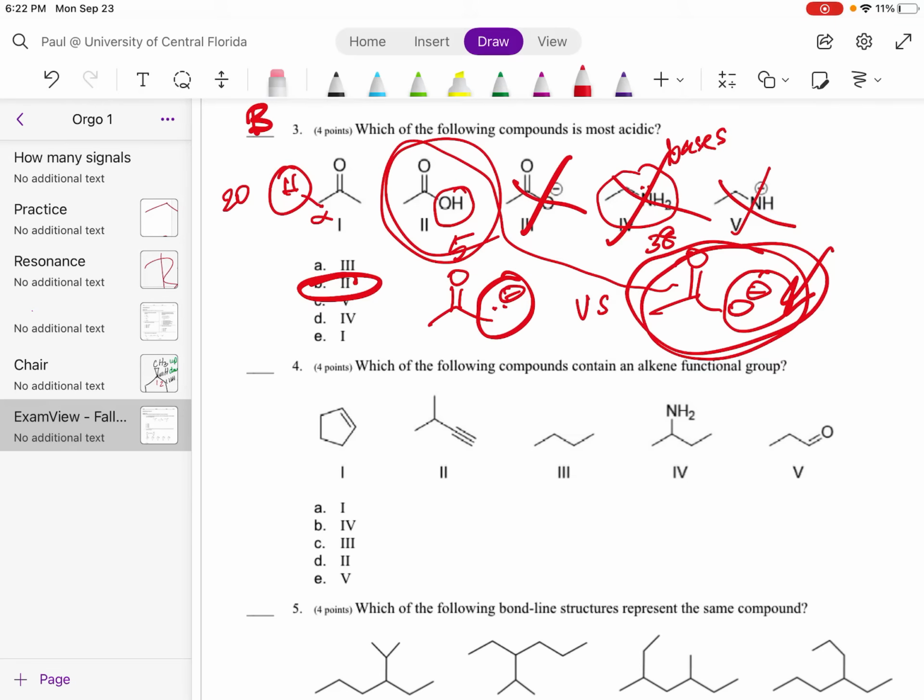Problem 4. Which of the following compounds contain an alkene functional group? That's just, do you remember your functional groups here? So this one would be our amine. This one's our aldehyde. This is an alkane. This is an alkyne. This is our alkene. So that would be A.